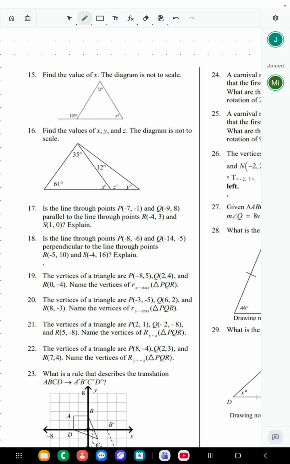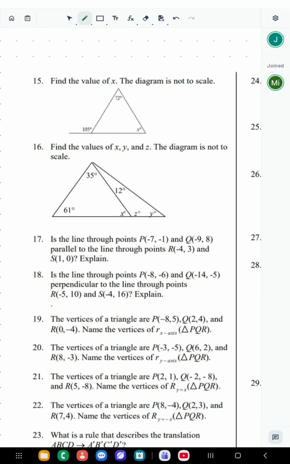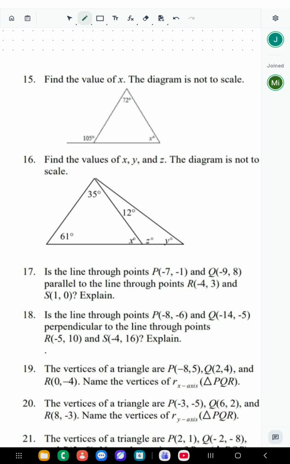Alright, let's start with number 15. Find the value of x. The diagram is not to scale. So we're given here the external angle, which is 105 degrees, and this is a straight line.